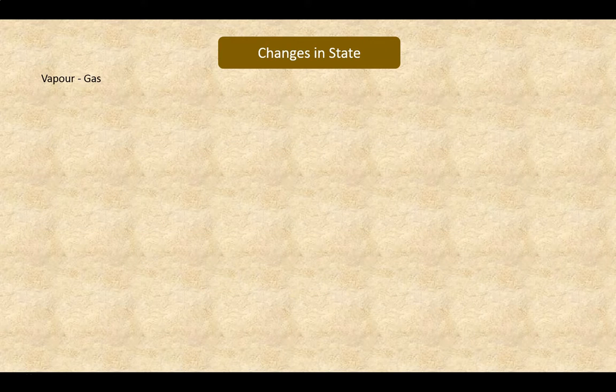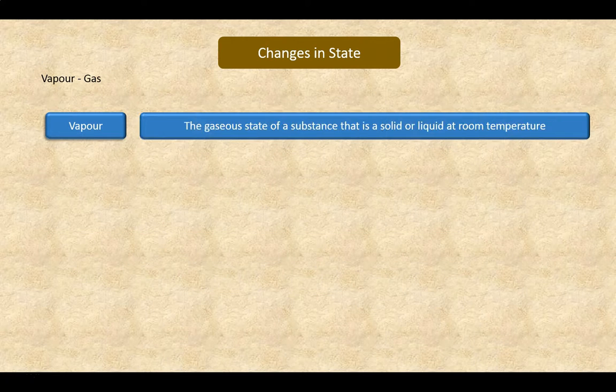Now, vapor and gas. Vapor is defined as the gaseous state of a substance that is normally a solid or liquid at room temperature. Now, that's quite a mouthful, so let's break it down. First of all, the gaseous state is a state of matter. When the gaseous state is produced from a solid or from a liquid, we call it a vapor.